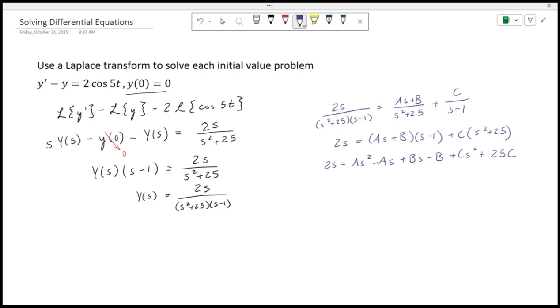Okay, so collecting like terms, I have s squared terms, so a plus c has to equal 0 since there is not an s squared term on the left. I just have, let's see here, one bs term.